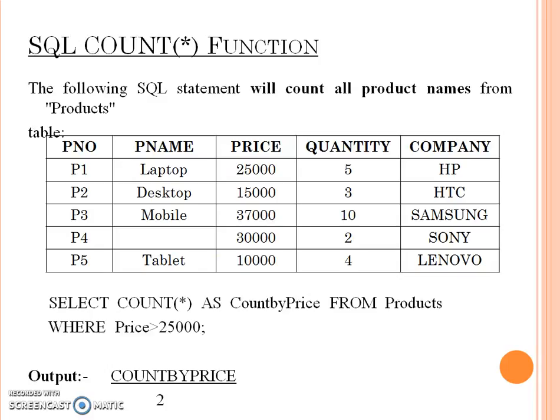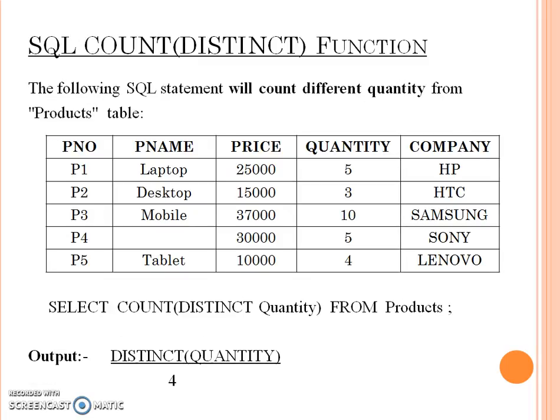So all those products in my product table for a particular column, even if the product name is not present, I am least concerned since I am using count star. So all those products in my product table having the price greater than 25,000 will be counted, and the value I am going to get for count by price is 2. That means there are only 2 products in the table having the price more than 25,000. So this was all about the count star.